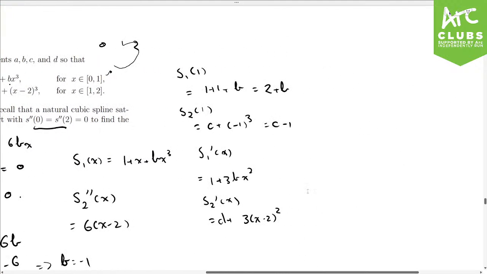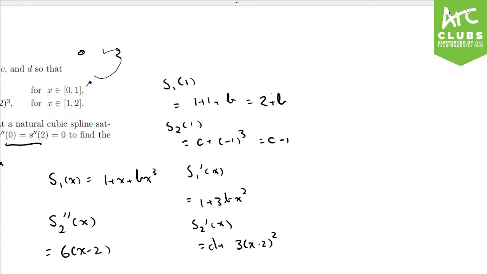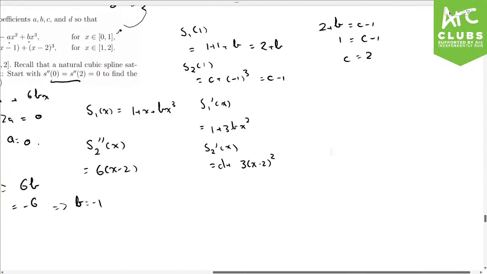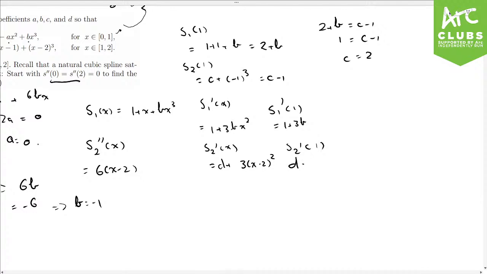So once we know b is minus 1, then we have 2 plus b is equal to c minus 1. So 1 is equal to c minus 1, and c is equal to 2. And here we have 1 plus 3b is equal to d plus 3.